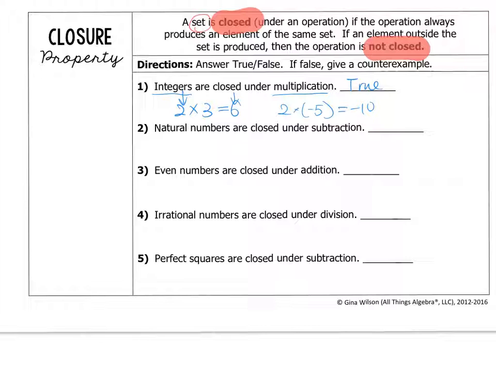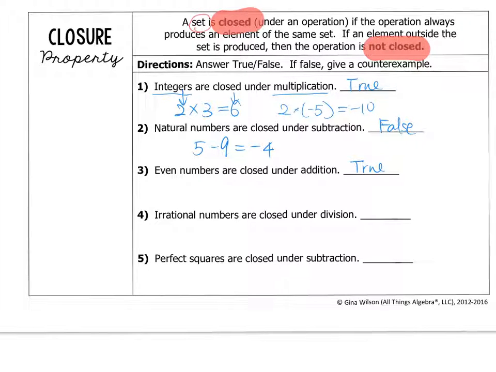Second one, natural numbers are closed under subtraction. So my example here would be, okay, if I use 4 minus 5, I end up having negative 1. Negative 1 is an integer, not a natural number. So this one is false. And number 3, even numbers are closed under addition. That is correct.